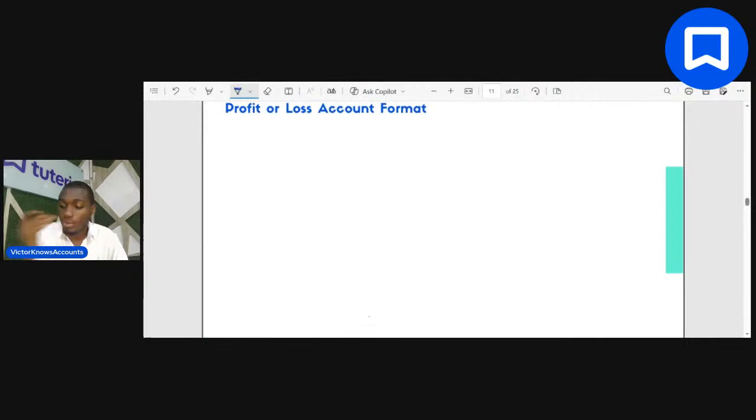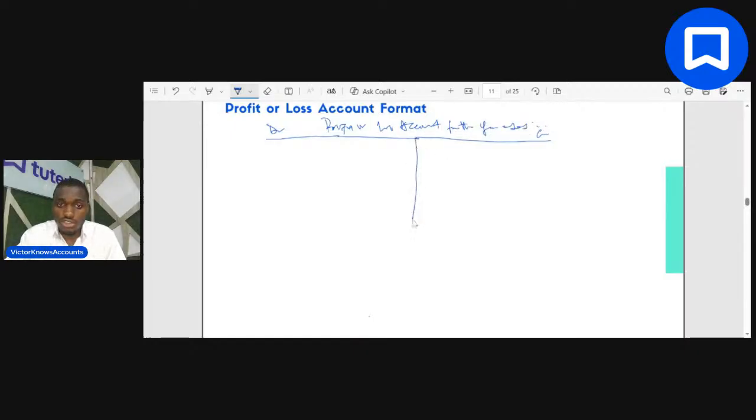So that's the same thing we'll be using for the format of your profit or loss account. So you have your debit, you have your credit. I'm assuming that we are continuing from that account. Don't forget, I told you that they will always be made together. So you can just come here and say profit or loss account, of course, for the year ended, then you have your date. And let's divide this into two.